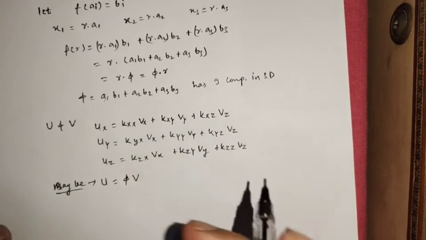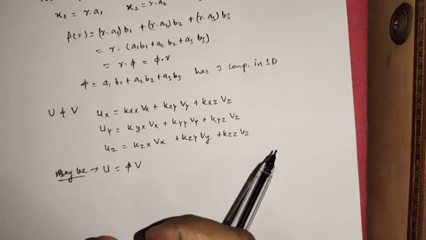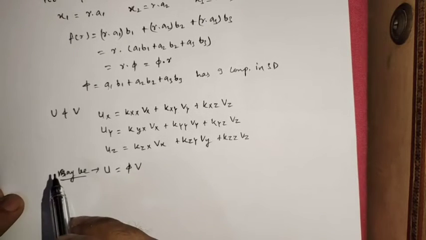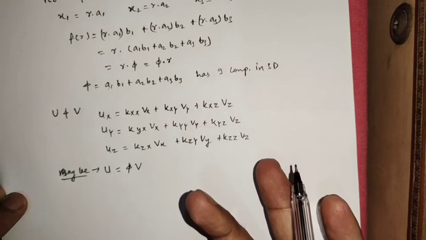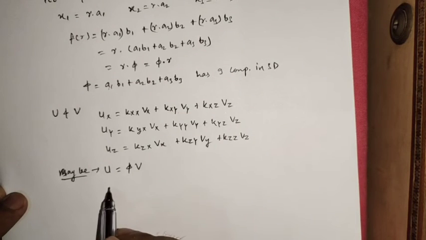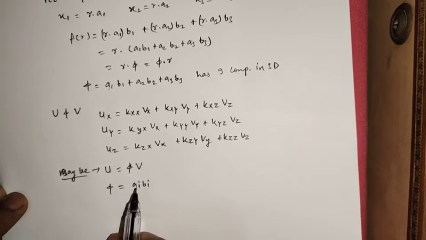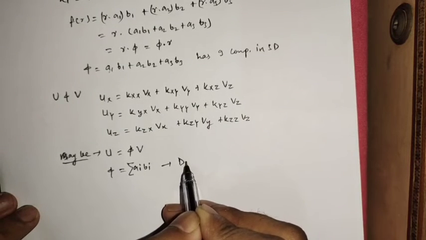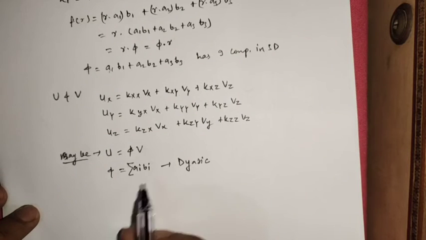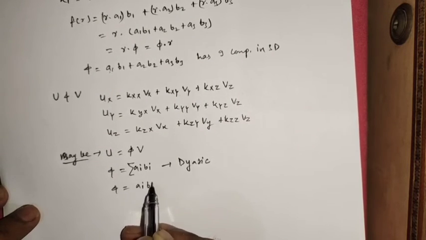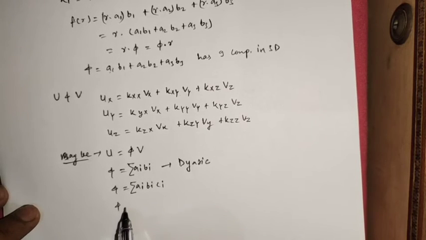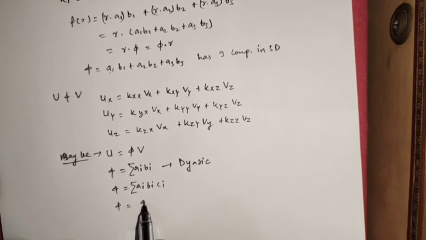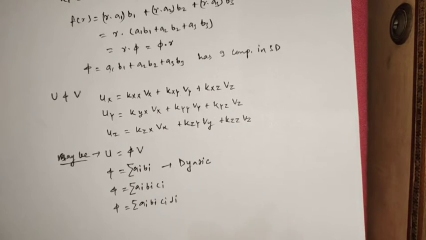Okay, now as this dyadic transforms a vector into another vector space. Okay, so in the dyadic it is ai bi with summation over i. Similarly, this is a dyadic, and for a triadic it is ai bi ci. For a tetradic this will become ai bi ci di, and for pentadic and so on.